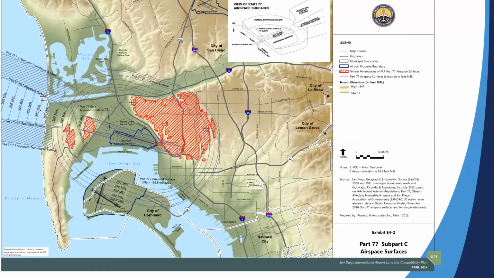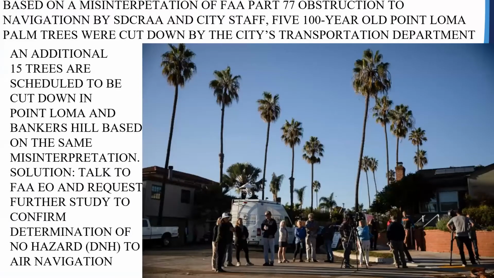This here is the Part 77 airspace surfaces for San Diego International Airport. The areas in red is close to where the palm trees are done, and the areas in red is everything above an elevation of 220 mean sea level, which is 200 feet above the airport. Here are the trees that were cut down based on a misinterpretation of FAA Part 77 obstruction to navigation. An additional 15 trees are scheduled to be cut down in Bankers Hill and Point Loma based on the same misinterpretation. So the solution is to just talk to the FAA EO and request a further study to confirm the determination of no hazard to airport and navigation.